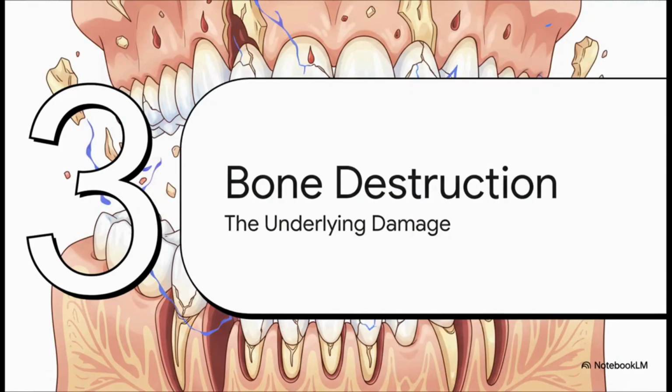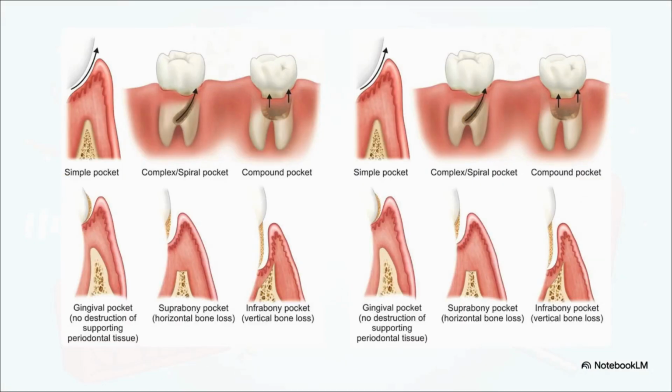And when we talk about these true pockets and attachment loss, what we're really getting at is the destruction of the very bone that holds your tooth in its socket. This is where things get serious. Now, the pattern of this bone loss gives us another way to classify pockets. Take a look at the image on the left. That's a suprabony pocket. Here, the base of the pocket is above the crest of the bone, and you can see the bone loss is kind of flat or horizontal. Now, look at the right. That's an infrabony pocket. The base of the pocket is actually below the bone crest, creating this deep, vertical, almost trench-like defect in the bone.